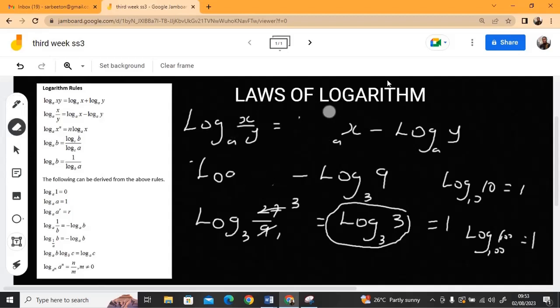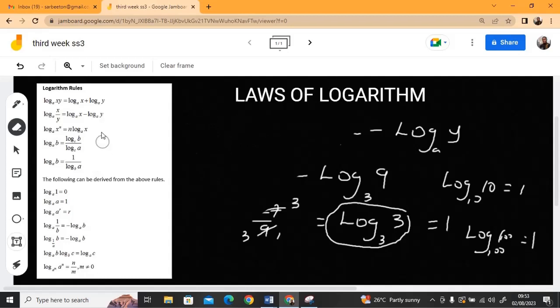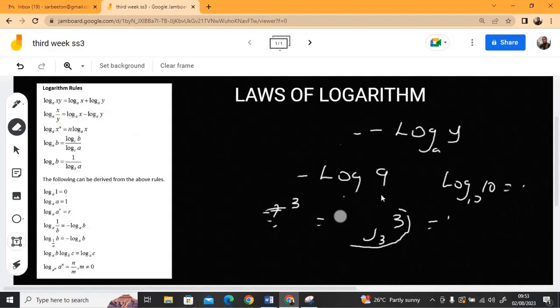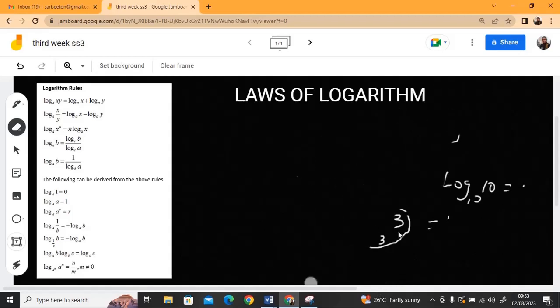Now let's move on. Let's look at the third one. I'm going to be fast because I'm not going to look at everything. As you continue solving and look at complex questions, you will understand when you have to use those laws. The main thing is how to apply the laws of logarithm based on the question you are given.